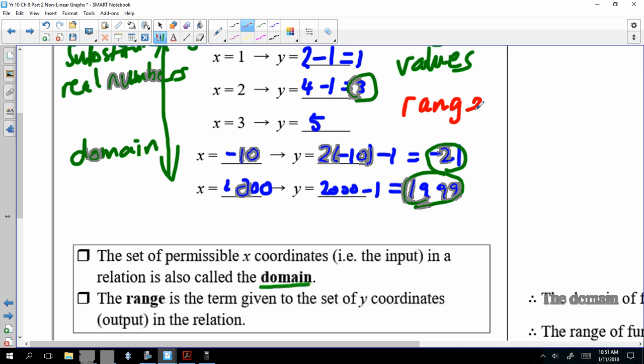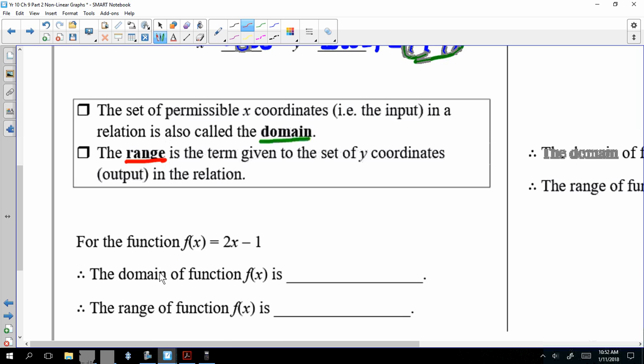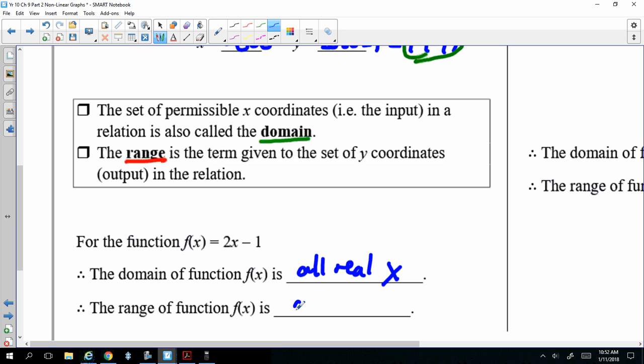Okay, so let's answer this question. For this function, we can say the domain is all real values of x, and the range is all real y. Pretty easy, isn't it? So this function maps any x value to any y value. Of course, that's an easy one.